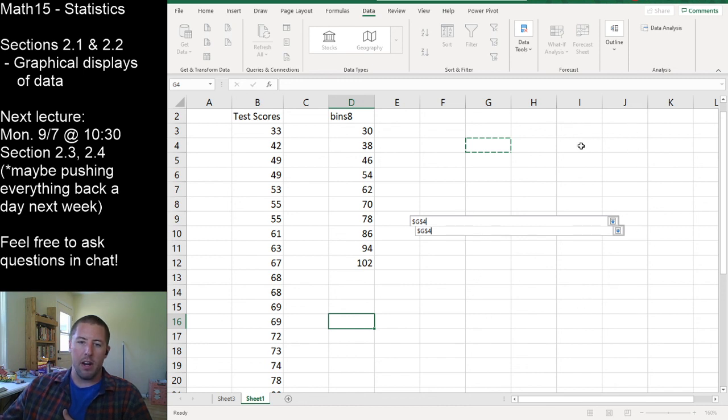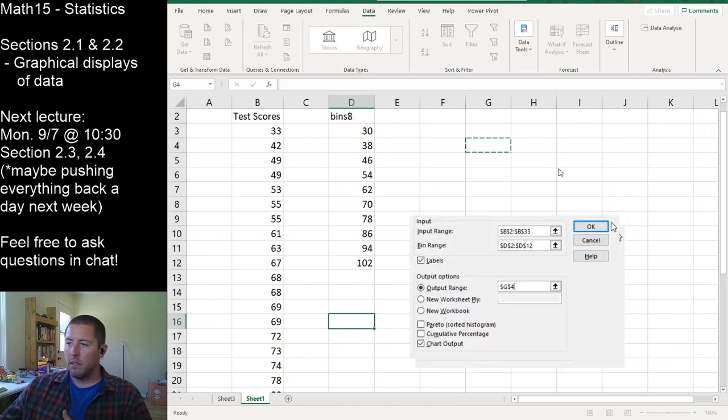So I'm just going to click that one cell, and it's going to then put everything sort of in a box out here. That'll be the upper left corner of where it puts all your stuff. And so I've selected that. And so now again, I can go ahead and click this button over here to say I'm done picking that stuff. And now I'm good with everything else.